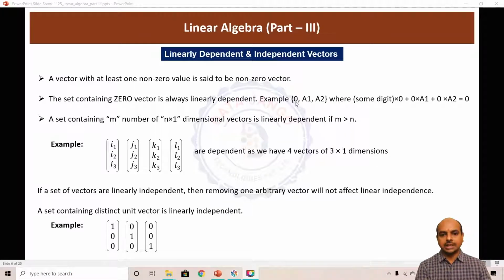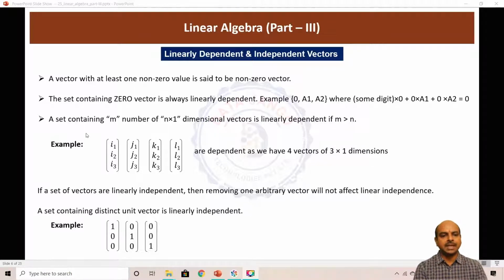If you look at this example, 0, a1, a2, three vectors are there. If you want to make a linear combination, even if you multiply a1 and a2 with 0, some number can multiply the zero vector so that you can make the linear combination 0. When you make a linear combination 0 with at least one coefficient non-zero, the vectors become dependent. We have seen it, right? If you make a linear combination of vectors and at least one coefficient is non-zero, then the set is dependent. So because of the zero vector it became dependent. So if a set of vectors has a zero vector, then the set is linearly dependent.